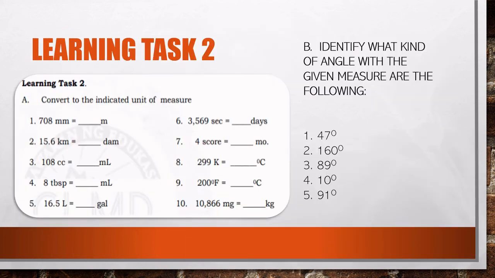Okay? Now, it's time for you to answer the learning task 2. That is letter A and letter B. For letter A, convert to the indicated unit of measure. So, kung napanood niyo mabuti at inintindi ang mga examples, madali niyo masasagot ang numbers 1 to 10. Next, sa letter B, identify what kind of angle with the given measures are the following. So that is, sasabihin mo lang kung anong uri ng angle. Kung siya ba ay acute angle, obtuse angle, or right angle.